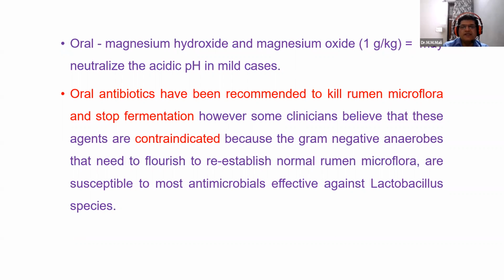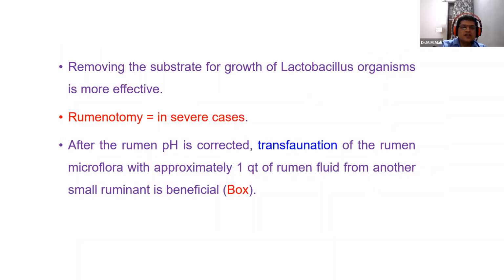Oral antibiotics have been recommended to kill rumen microflora and stop fermentation. However, some clinicians believe that these agents are contraindicated because the gram-negative anaerobes that need to flourish to re-establish normal rumen microflora are susceptible to most antimicrobials, effective against lactobacillus species. So this is a controversial practice. Sometimes when the animal has some diarrhea or any severe condition, some clinicians advise this, but certainly this is a contraindicated practice until there is a need to use oral antibiotics in case of ruminal acidosis. Removing the substrate for growth of lactobacillus organisms is more effective.